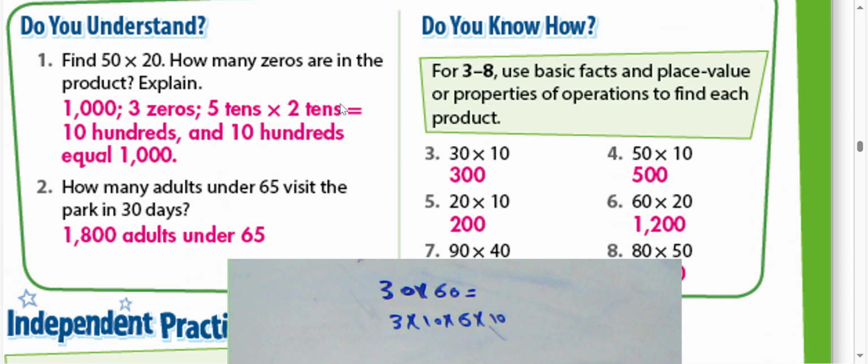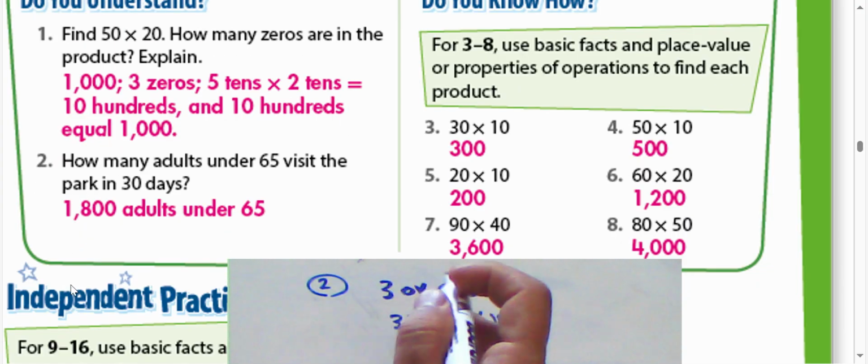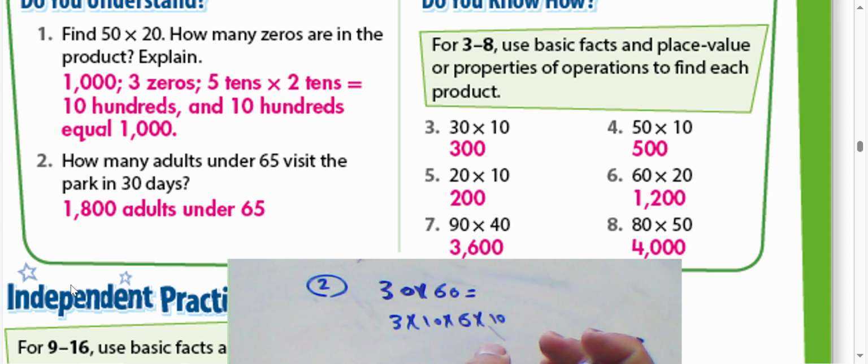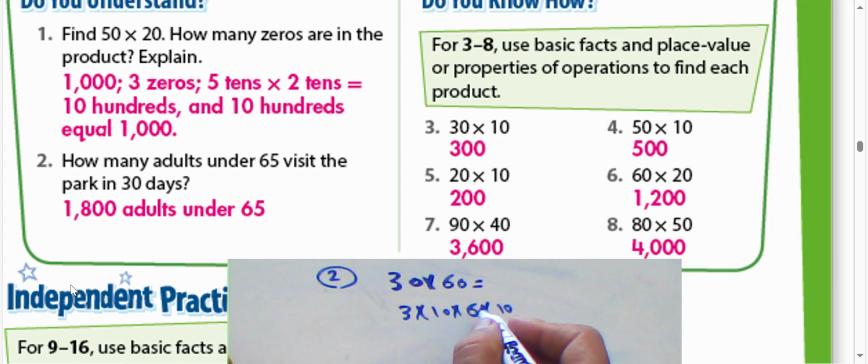Look here about the steps. This is question number 2. Okay, we can write 30 times 60 because he asked about how many adults under 65 visit the park in 30 days. We can multiply between them. 3 times 6 equals 18, and 10 times 10 equals 100. Then the result will be 1800.